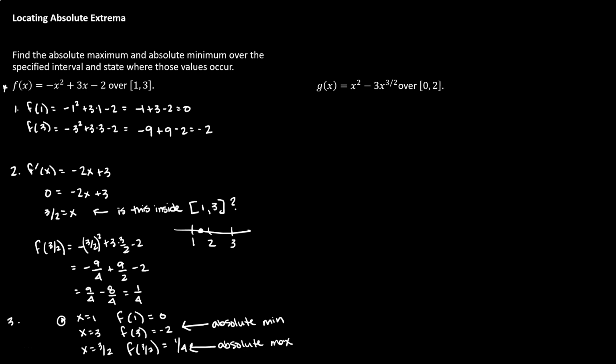Step 3, compare all of the function values that you calculated in step 1 and step 2. Pick the smallest one to be your minimum and the largest one to be your maximum. If you were paying attention very closely, you might have noticed that there's a small change in the g of x function, the exponent. I realized that I had typed it in incorrectly, so I went and fixed it.